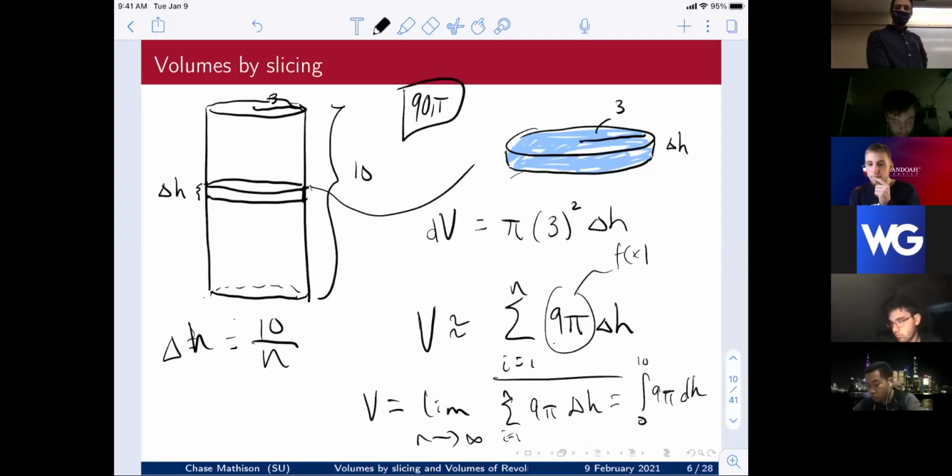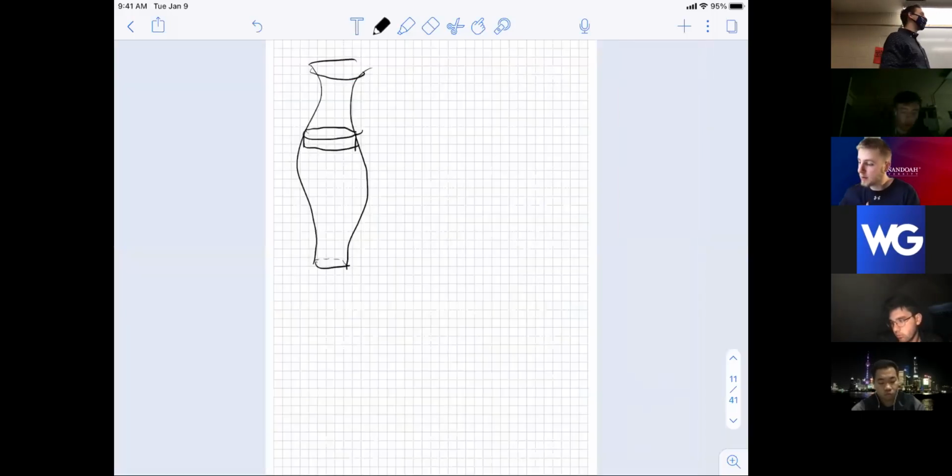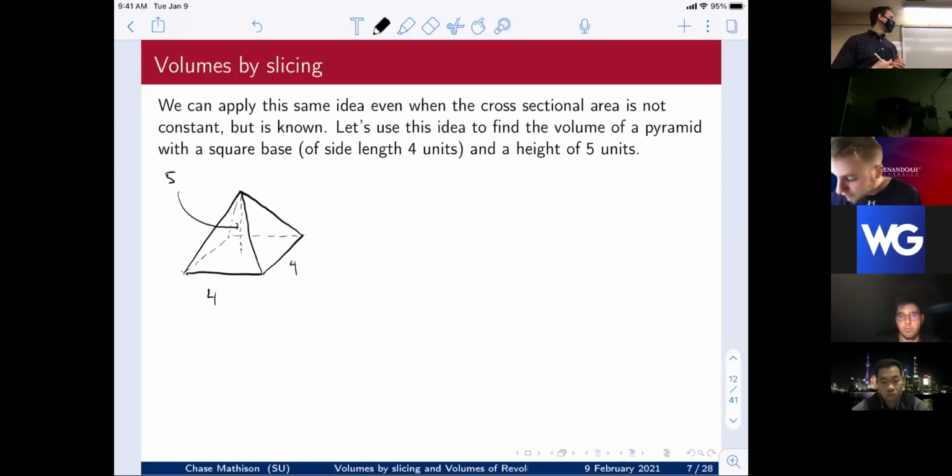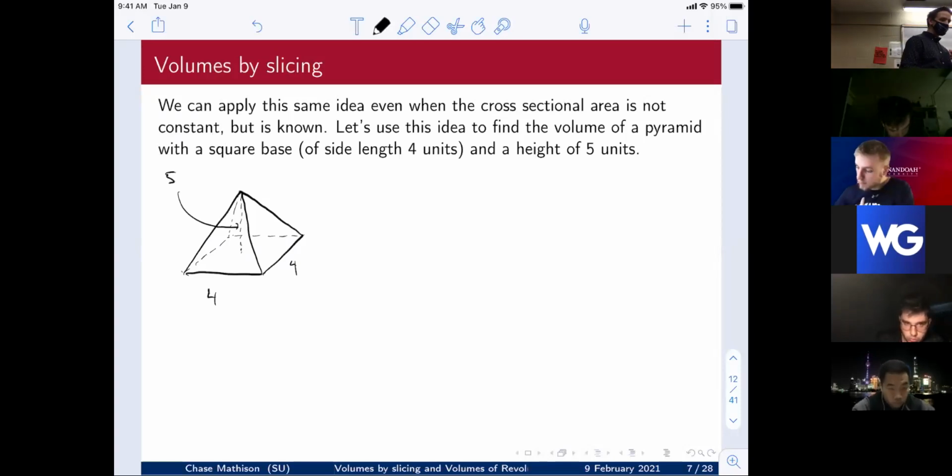So let's look at a slightly more complicated example. Sometimes the easy examples are so easy that it makes it hard. Let's look at a slightly more complicated example where you actually do need to worry about which slice you're looking at. So let's look at finding the volume of a pyramid with a square base. I've already drawn this pyramid for you. Here's a pyramid with a square base. Each of the sides of the base has a length of 4, and the pyramid is 5 units high.